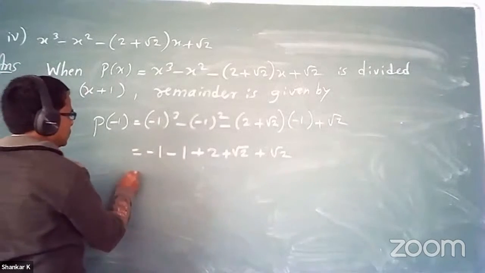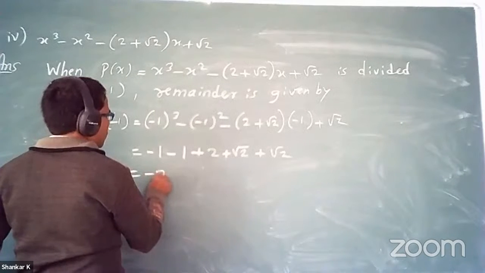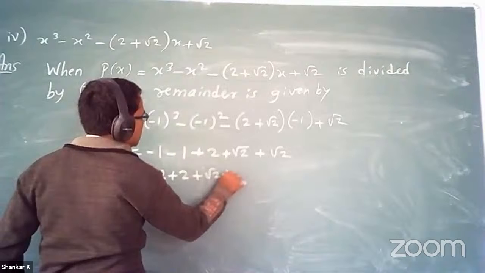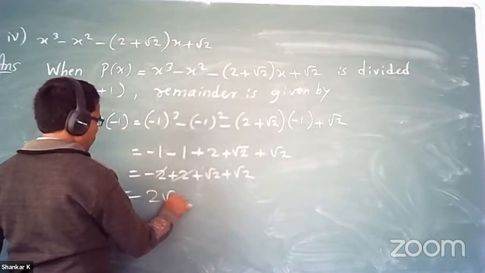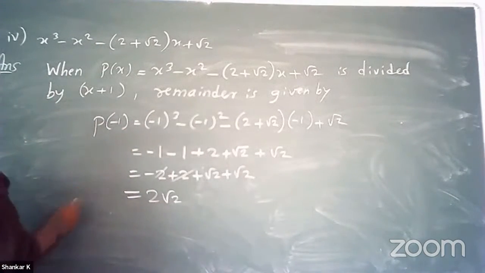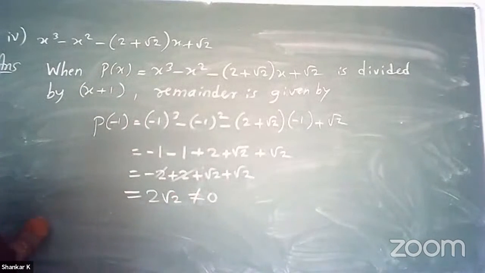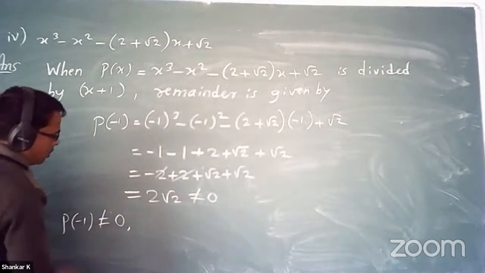Now, minus 1 minus 1 minus 2, minus 2 plus 2 plus root 2 plus root 2. Cancel this. This is 2 root 2. This is not equal to 0. So this is not equal to 0. Therefore, P of minus 1 is not equal to 0.